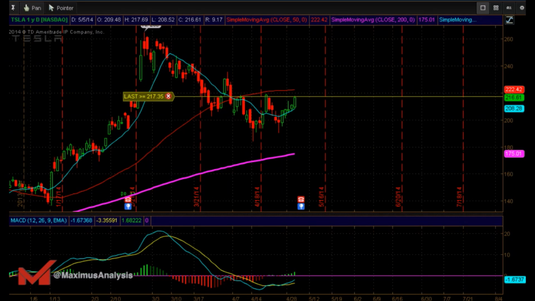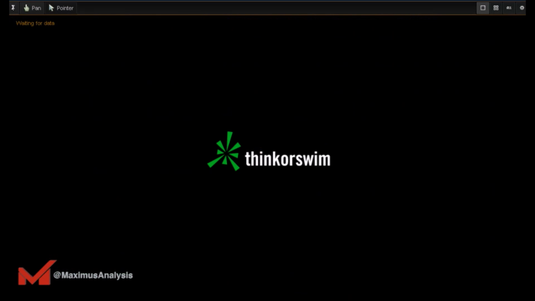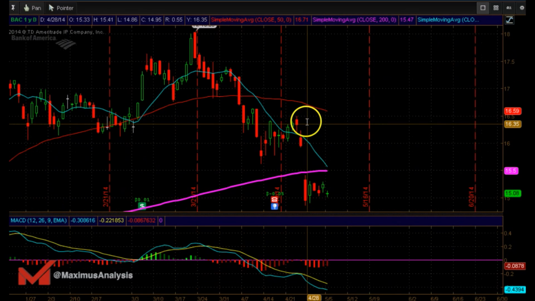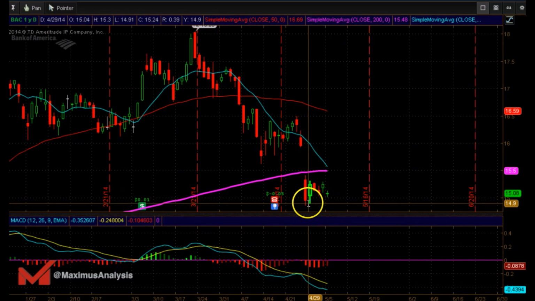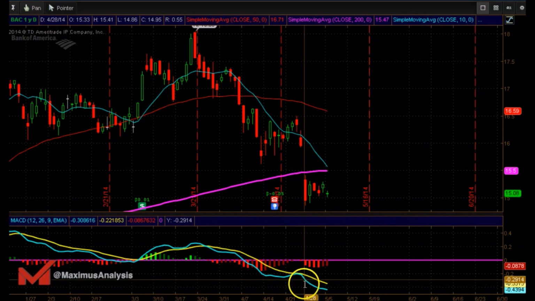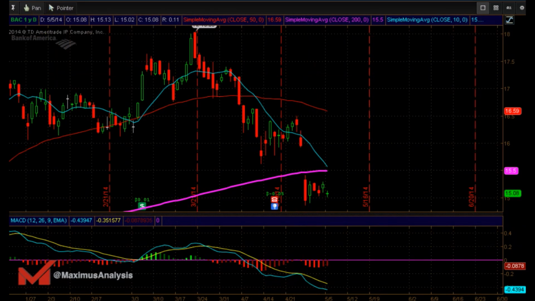I wanted to look at the banking sector, because the banking sector to me is a very important sector. And this is what can be really annoying, and this is about as live as you can get. So let's see if we can break this 15 and continue. MACD looks bearish for that.